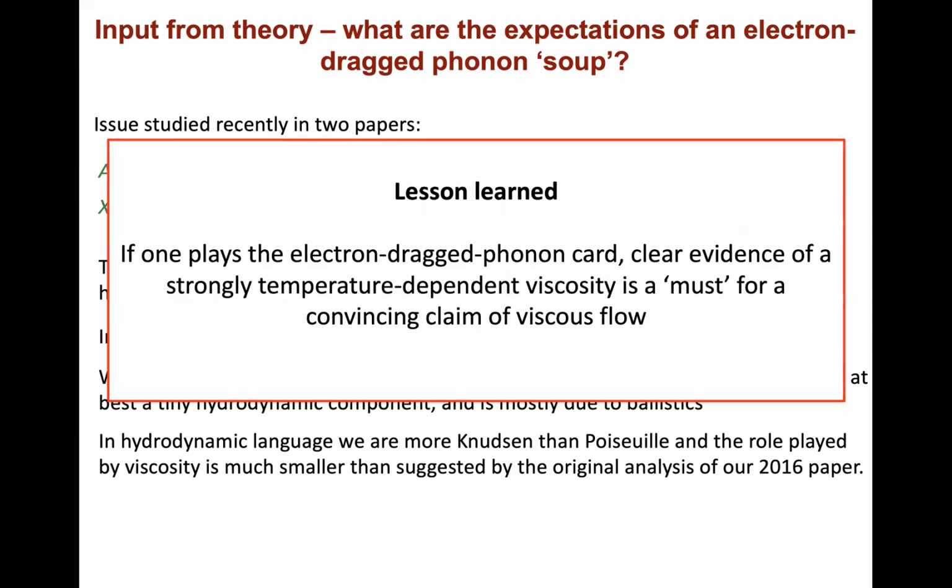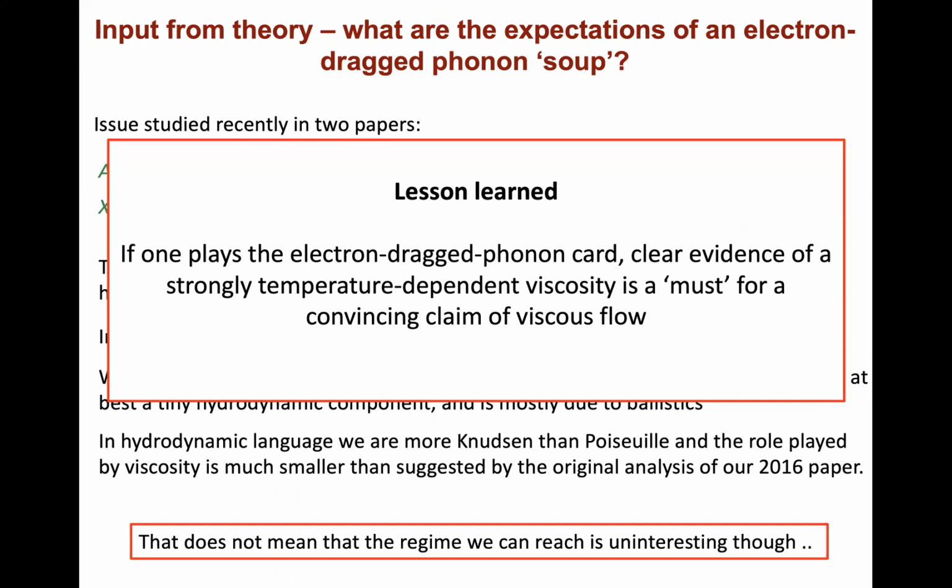So there's another big lesson. If one wants to play the electron dragged phonon card, which many people are playing these days in interpreting other experiments, it seems to me that the strongly temperature dependent viscosity is a very clear prediction of that scenario. And to me, if you're not observing that strong rise of viscosity and flow resistance as you lower the temperature, I don't think you've got a very convincing claim that you're seeing viscous effects. Personal opinion.